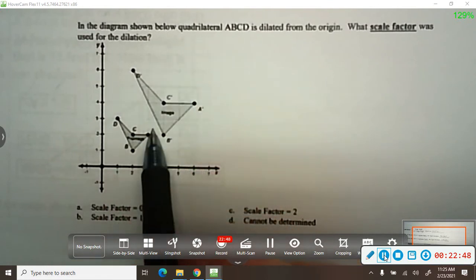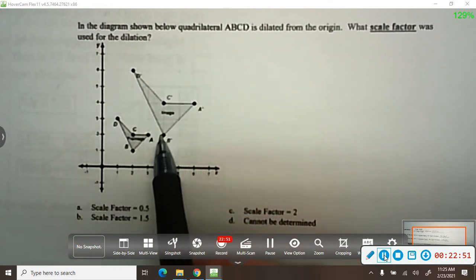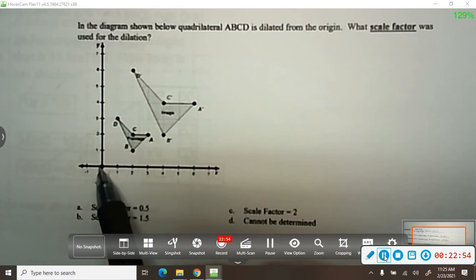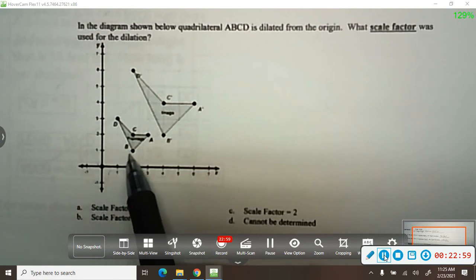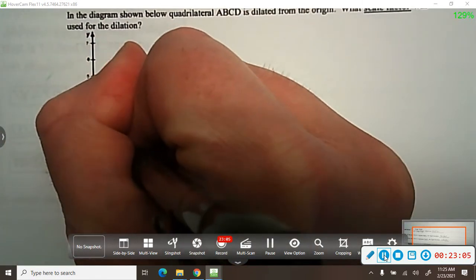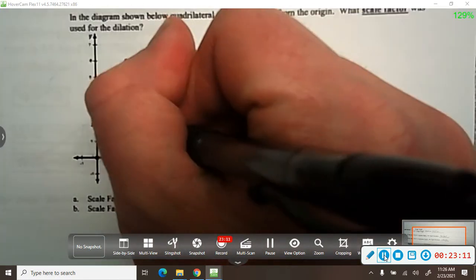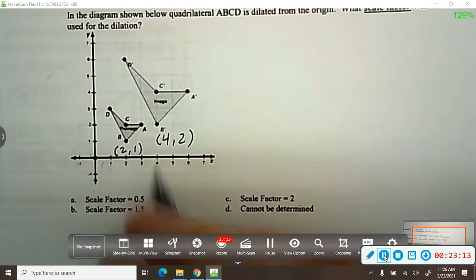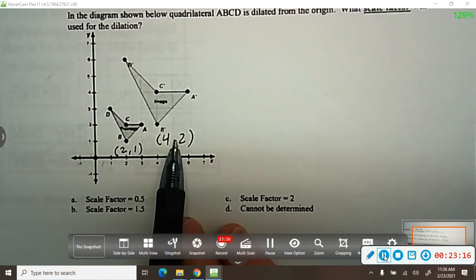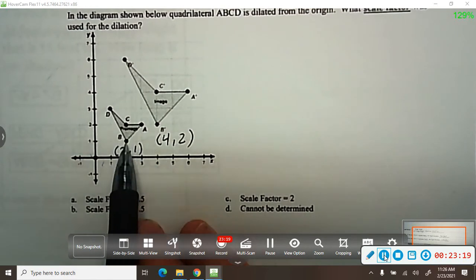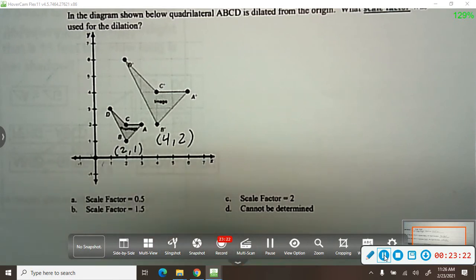In the diagram below, we have quadrilateral ABCD that's dilated from the origin. What's the scale factor? So anytime it's at the origin, I would encourage you to write down the coordinates. Like for B, B is (2, 1). The image of B is (4, 2). So how did I get from (2, 1) to (4, 2)? And this is where I started, the pre-image. Well, I just multiplied them both by 2. So I would say the scale factor is 2.